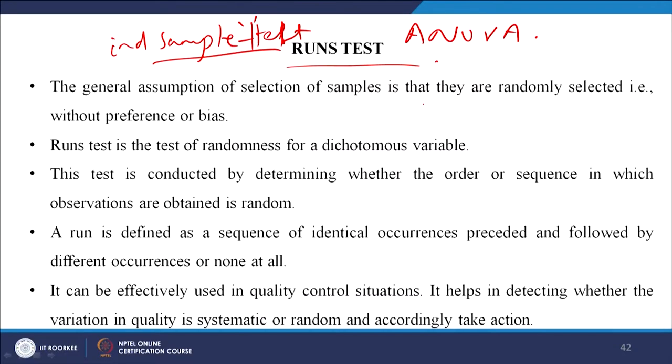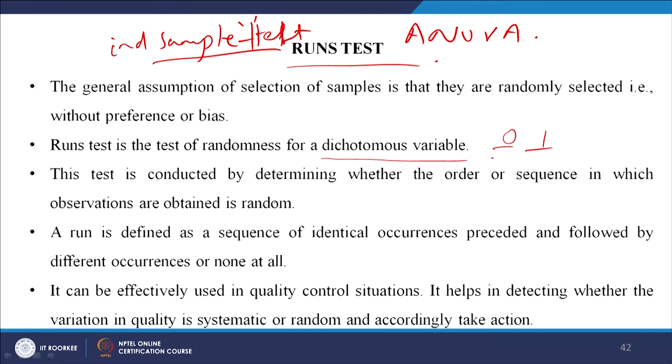So, the general assumption in the selection of samples is that they are randomly selected, that is, there is no preference or bias. Run's test is a test of randomness for a dichotomous variable. So, it basically takes 0 and 1, the two values, yes or no. So, it is a binomial condition. This test is conducted by determining whether the order or sequence in which the observations are obtained is random.